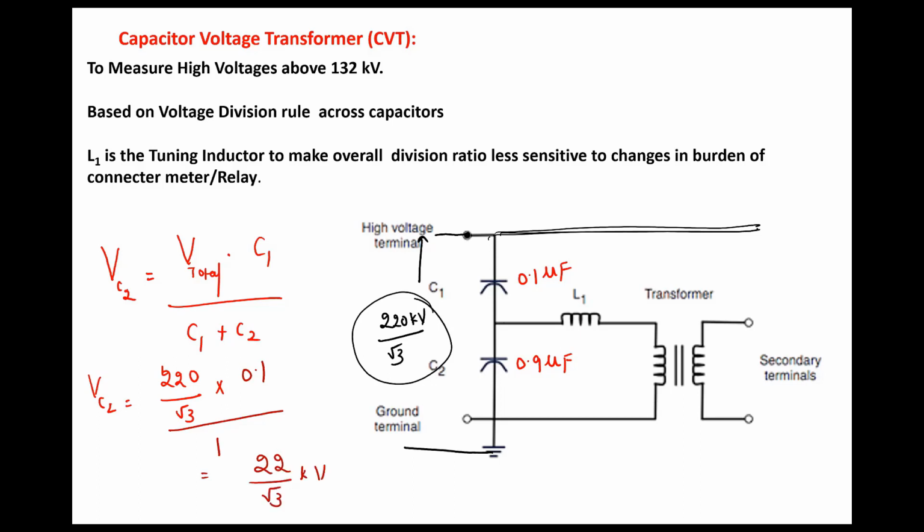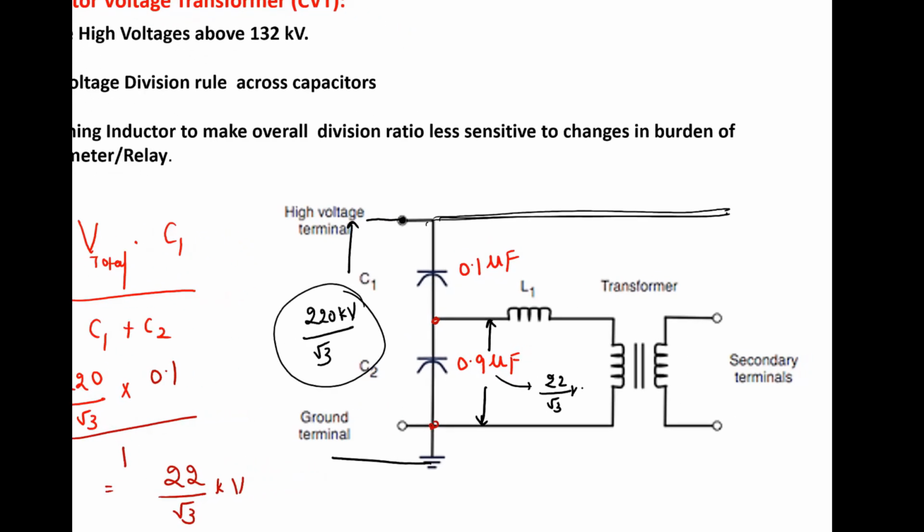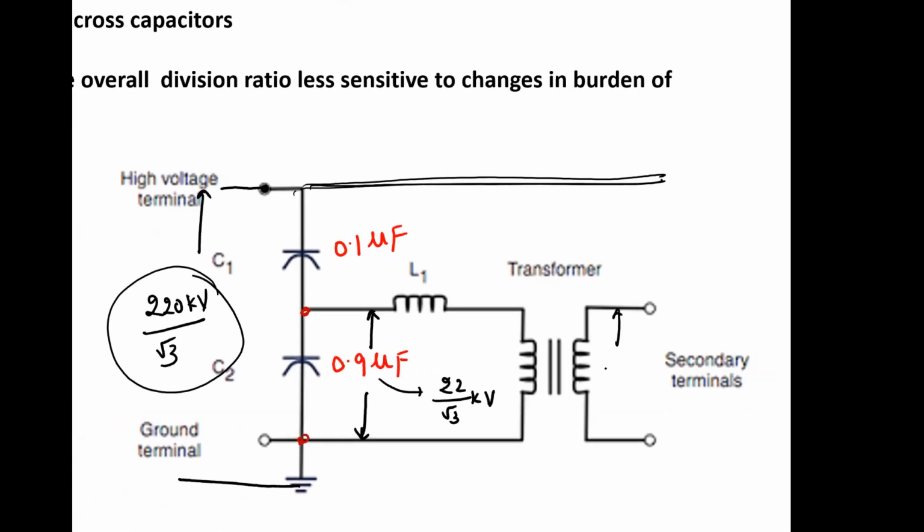So here I am connecting a PT whose value is 22 by root 3, so my cost of PT reduces. The voltage value steps down to 22 divided by root 3 kV, and the voltage at the secondary will be the standard 110 divided by root 3 volts. Understand? In this way it reduces the cost of the voltage transformer by using the capacitor division rule.